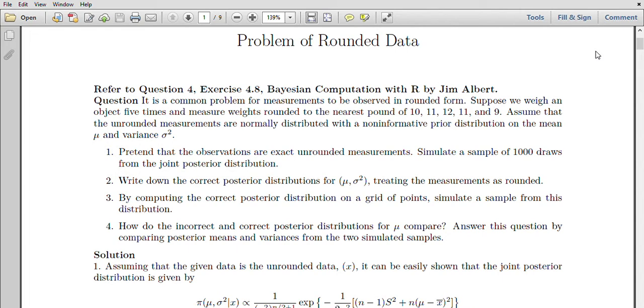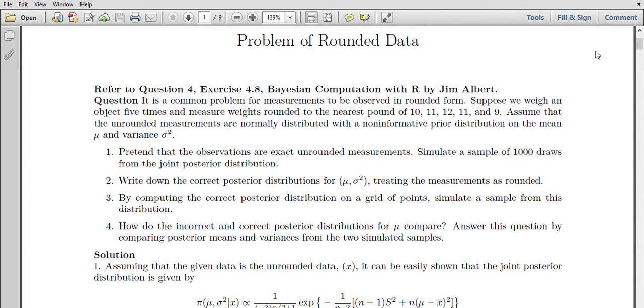The second approach involves computation of the actual probability distribution of these rounded observations. How do we compute it? Suppose x follows normal mu, sigma square and y is the rounded value of x. Then y will be a discrete random variable and the probability mass function of y will depend on mu and sigma square. For this data we can compute the joint probability mass function of the yi's, where y1 is 10, y2 is 11, and so on.